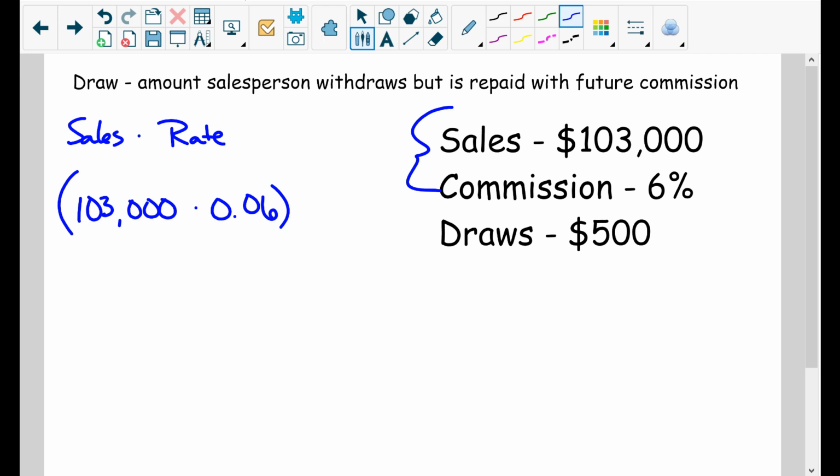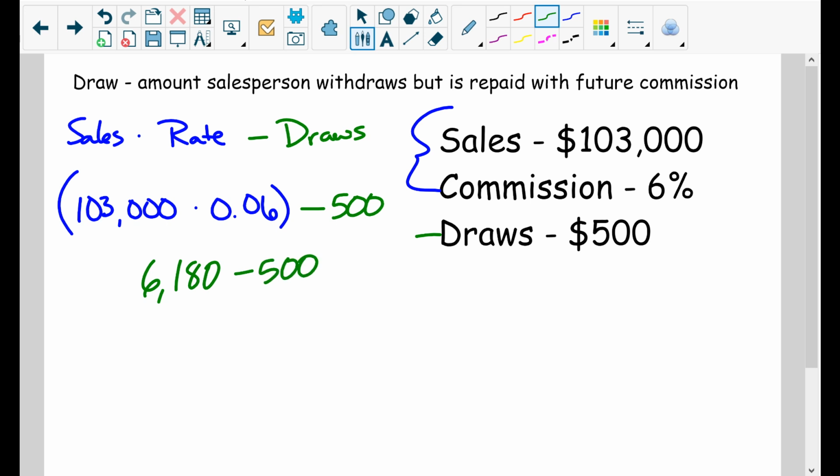Okay, and then that draw. So the draws here gets taken out and repaid in the future, okay? So minus then the 500. So let's take a look at the commission first. So the 103,000, $6,180 minus then the draw of $500, 5,680. Okay, so calculate the commission normally. Take our sales times the commission rate and then subtract the draws out, and again that'll get paid back later on to the employee. That's it.